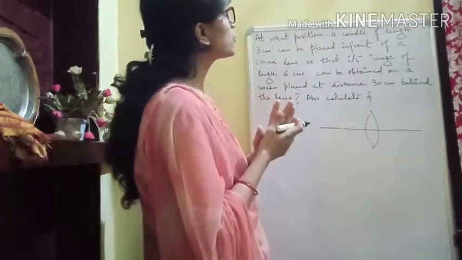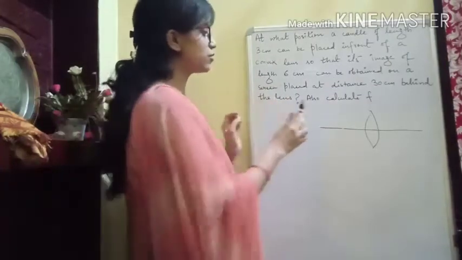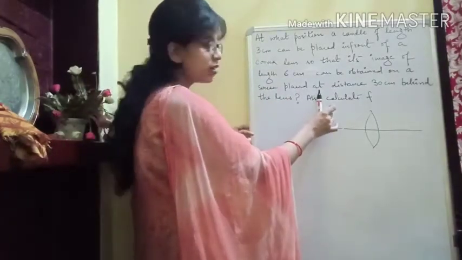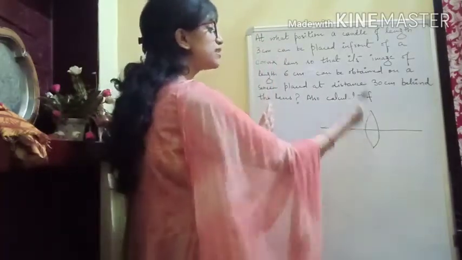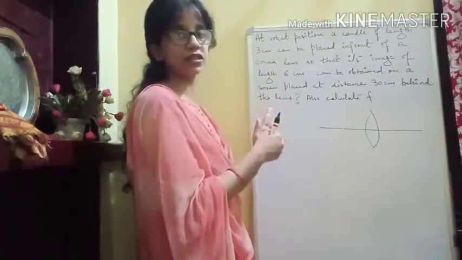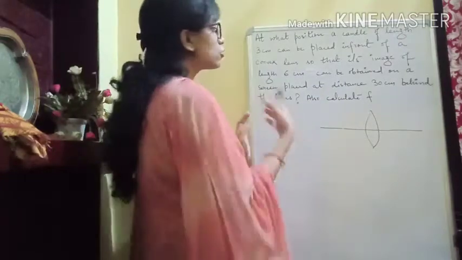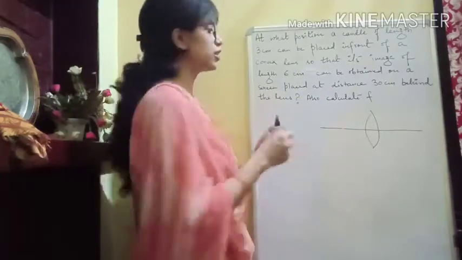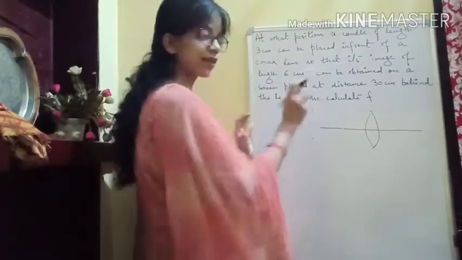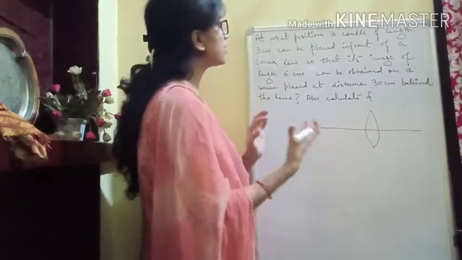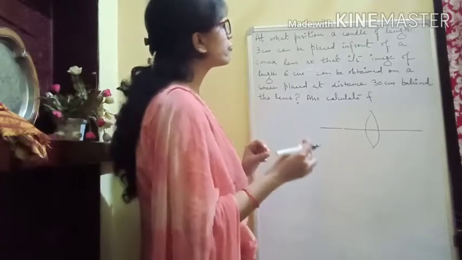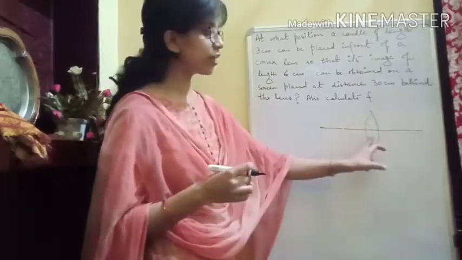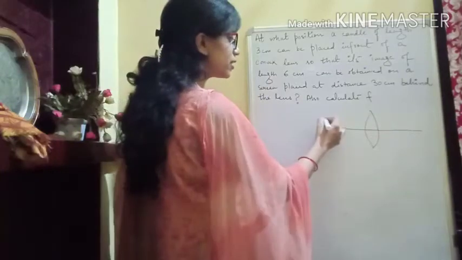So let us see, at what position a candle of length 3 cm. We are placing a candle and the length of that candle is 3 cm. It is not that it is placed at 3 cm, that would be the position, but it is not given as a position. Wherever we place that candle, it has a length of 3 cm, and it can be placed in front of a convex lens. That is how we have taken a convex lens and we are placing a candle.